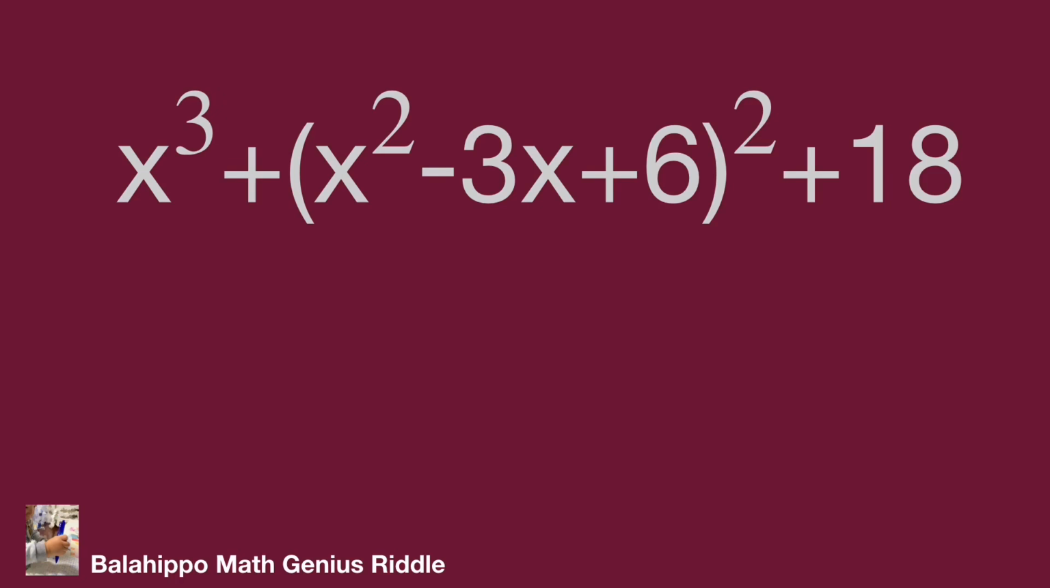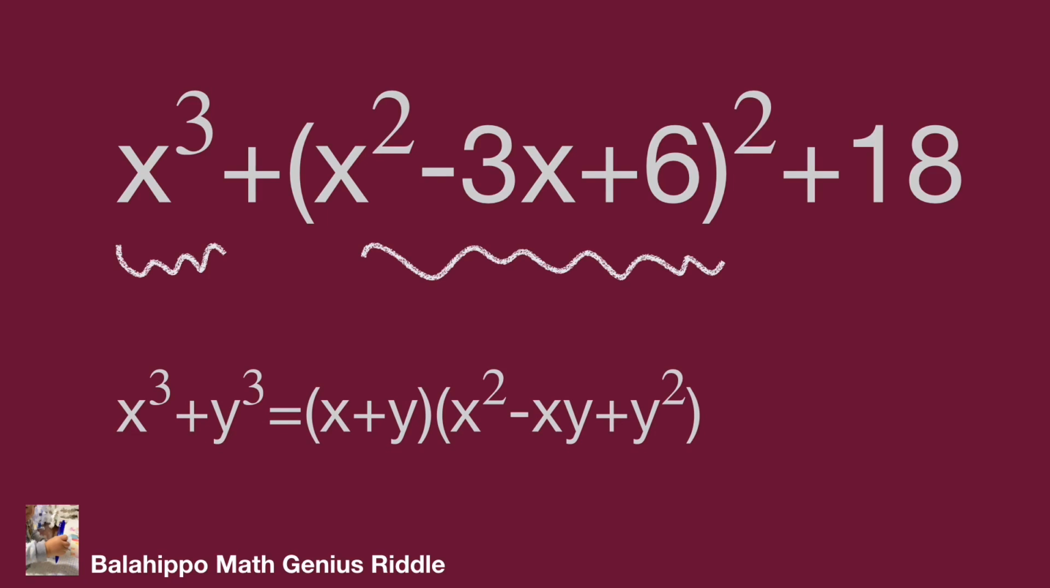Review the items. There is x cubed and x squared minus 3x plus 6. Can we adopt a cubic formula such as (x plus y) cubed or x cubed plus y cubed to factorize it? The formula x cubed plus y cubed equals (x plus y) multiplied by (x squared minus xy plus y squared).